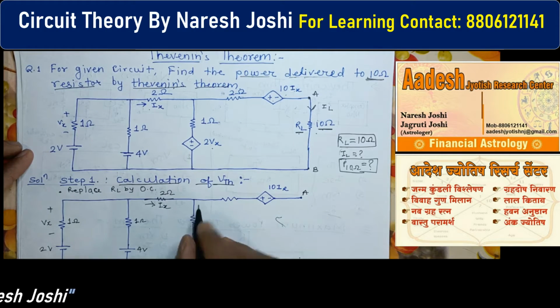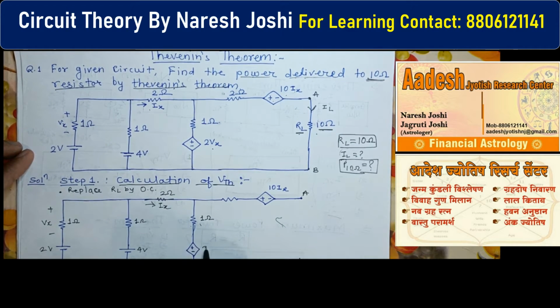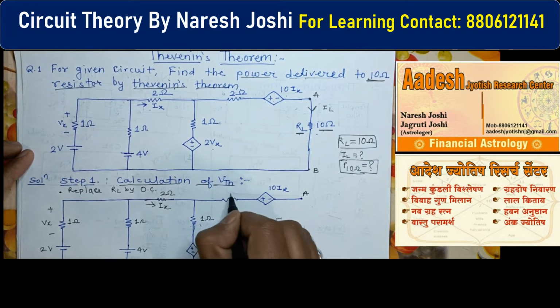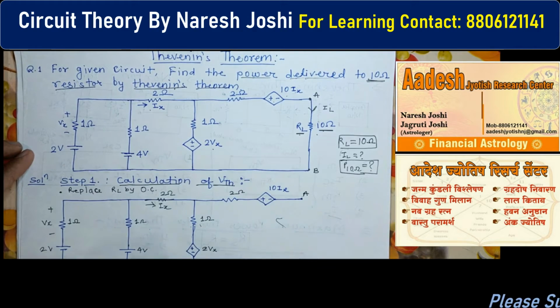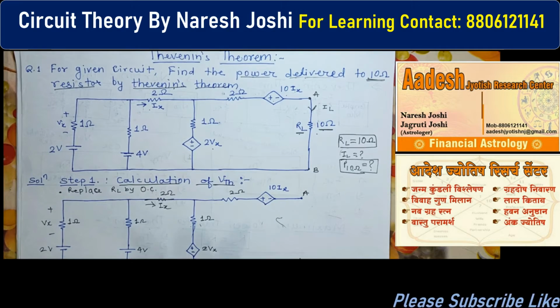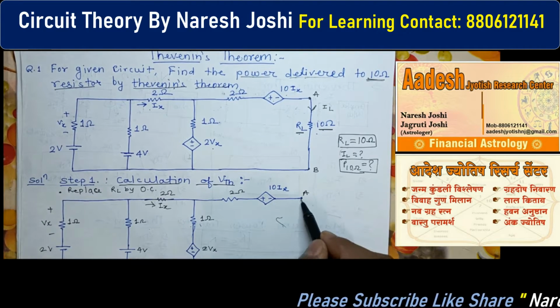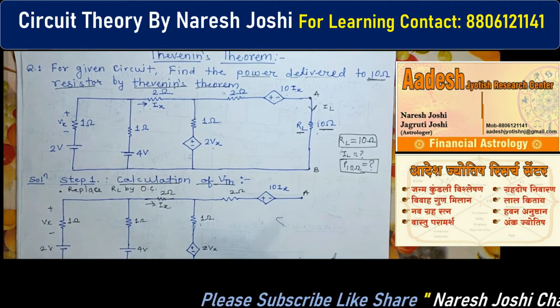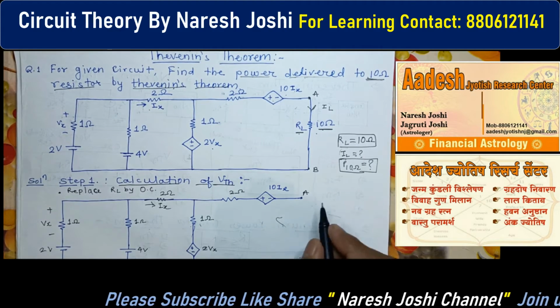Ix. This is the 1 ohm and this is 2 Vx. Okay, and then here it is the 2 ohm, and this is the 10 Ix. Okay, so when we remove this resistance, across this resistance we have to find out the VTH.